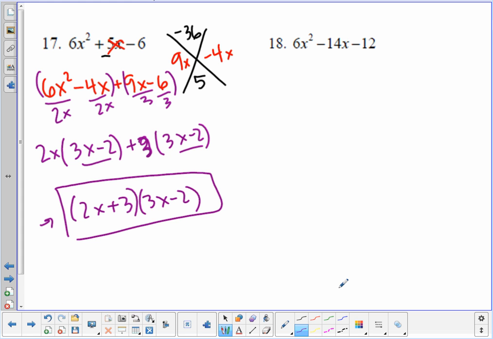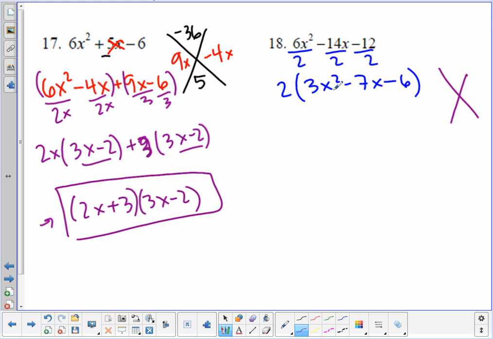Okay, let's try 18. 6x squared minus 14x minus 12. Now I do have a GCF that I need to take out. So I'm going to divide everything by 2. I can take out a 2 from everything. So that 2 comes out front, leaving me with 3x squared minus 7x minus 6. And then I factor the middle. So set up your factor x. This 3 times negative 6 is negative 18, negative 7 on the bottom, which means I want a negative 9 and a positive 2. Negative 9 times 2 is negative 18. Negative 9 plus 2 is negative 7. So that's what I'm going to split this into.